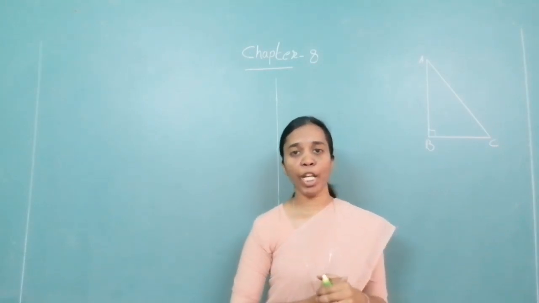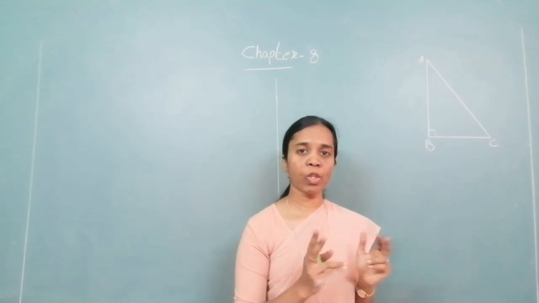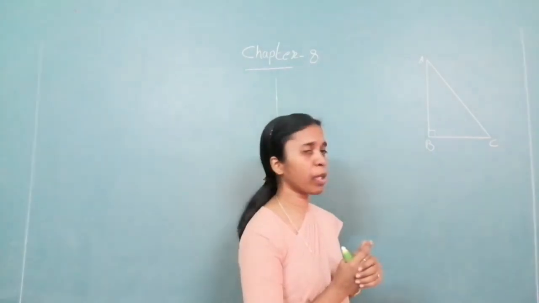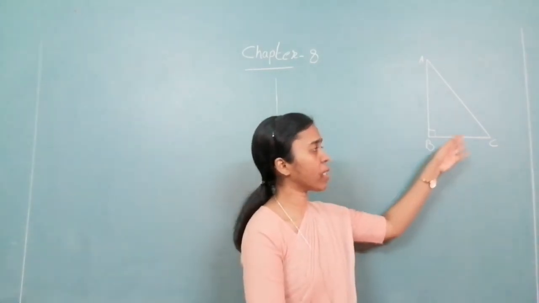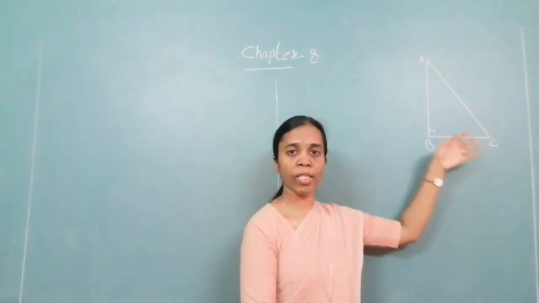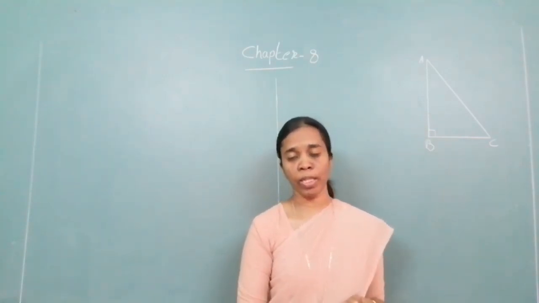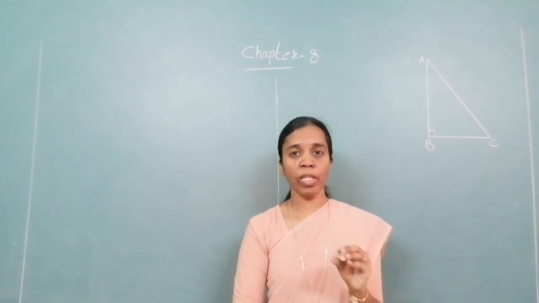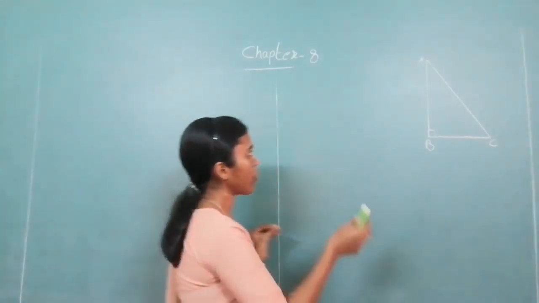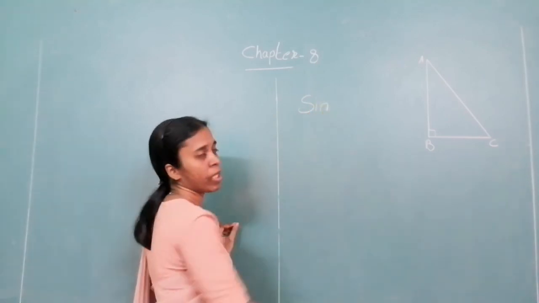Now there are some ratios. What are ratios? Ratios are comparing two quantities. Now here we can compare two sides and write it in the form of ratio. That can be adjacent to hypotenuse, adjacent to opposite, or opposite to hypotenuse, opposite to adjacent. Now these ratios are given a particular name. They are called sine. The first one is sine.